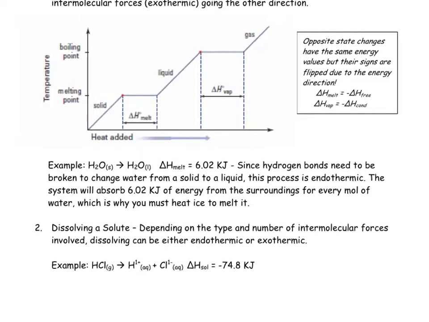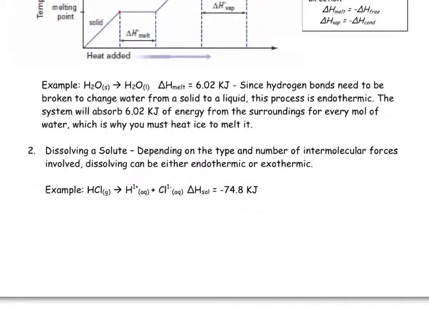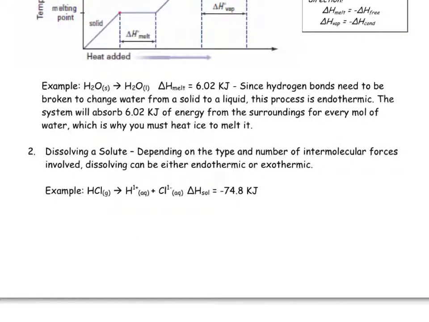The second type of physical change that involves an enthalpy change is dissolving a solute into a solvent. Depending on the type and number of intermolecular forces involved, dissolving can either be endothermic or exothermic. Here's an example. If we dissolve hydrochloric acid in water, the delta H of solution is minus 74.8, which means whenever you dissolve hydrochloric acid in water, the surroundings heat up.